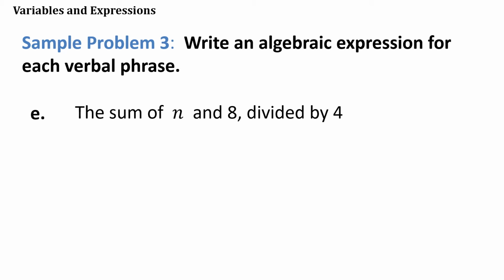The next one is the sum of n and 8, and we have a comma here, then divided by 4. And again, I want you to see that we have a comma, and that just means that we're going to do this part first and then the other one. So again, try to pause this video at this time, write it down on your notebook, try to answer it by yourself, and then check out the answer in the next slide.